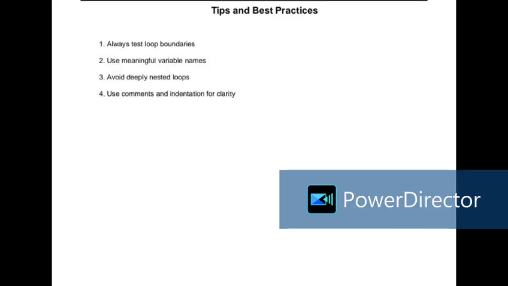Tips and best practices. To write effective loops, keep nesting levels shallow. Deeply nested loops reduce readability and increase complexity. Use clear and meaningful variable names like row and column instead of i and j for better clarity. Test loops with edge cases such as empty arrays or maximum iterations.